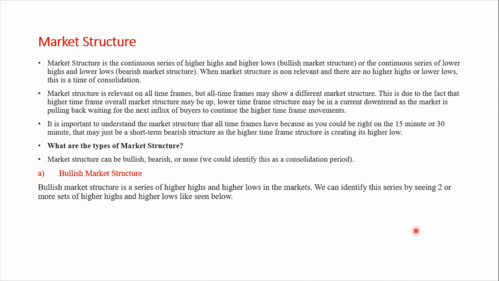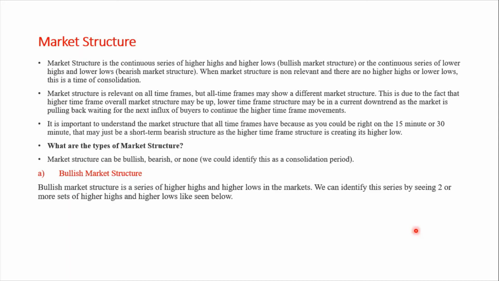So what are the types of market structures that we can look at? We have the bullish market structure, the bearish market structure, and the consolidation. When the market is in consolidation, there is no big activity, the market is just playing around. So we want to look at the bullish market structure.